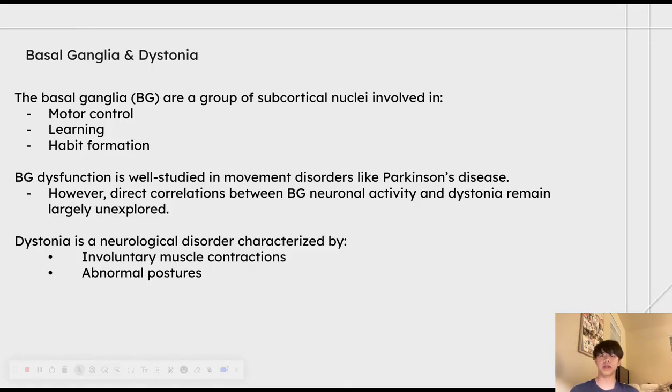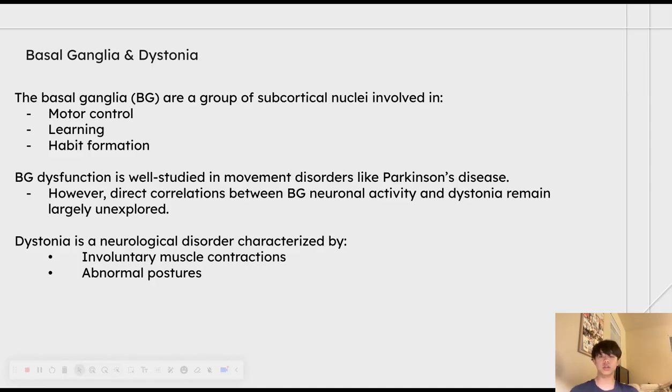What is the basal ganglia and what is dystonia? Well, the basal ganglia are a group of subcortical nuclei involved in motor control, learning, and habit formation. Basal ganglia dysfunction is well studied in movement disorders like Parkinson's disease, where we're able to use that knowledge to inform deep brain stimulation to mitigate the effects of this disorder. However, direct correlations between basal ganglia neuronal activity and dystonia remain largely unexplored.